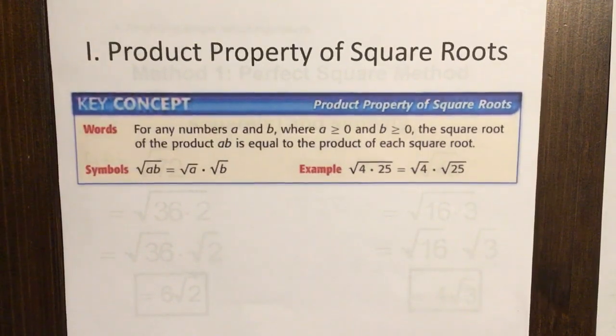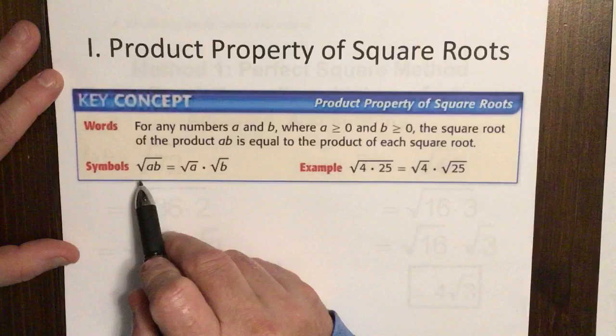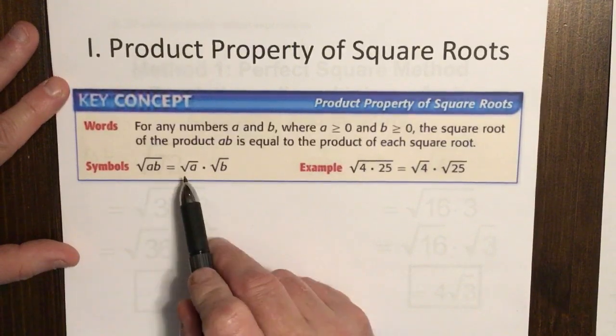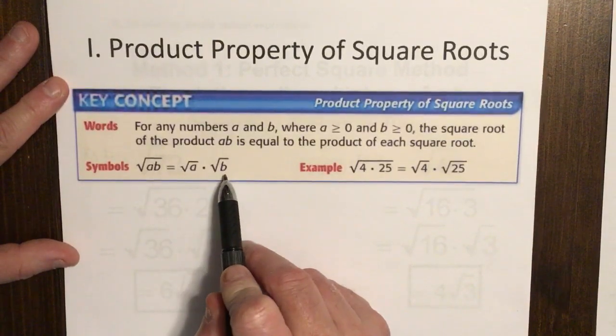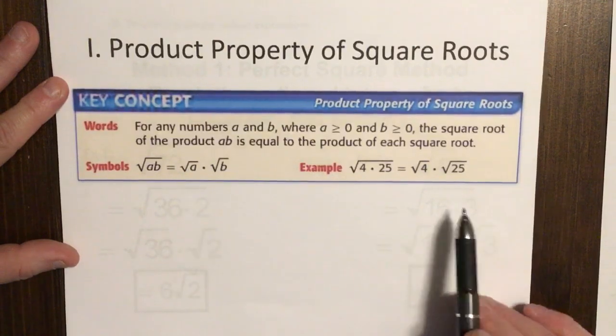The product property of square roots says this: for any numbers a and b, where a is greater than or equal to 0 and b is greater than or equal to 0, the square root of the product ab is equal to the product of each square root. Basically, the square root of ab is the same thing as the square root of a times the square root of b. Okay, here's an example over here.